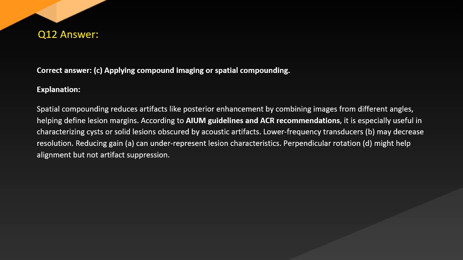Answer. Correct answer C. Applying compound imaging or spatial compounding. Explanation. Spatial compounding reduces artifacts like posterior enhancement by combining images from different angles, helping define lesion margins. According to AIUM guidelines and ACR recommendations, it is especially useful in characterizing cysts or solid lesions obscured by acoustic artifacts. Low-frequency transducers B may decrease resolution. Gain A can underrepresent lesion characteristics. Perpendicular rotation D might help alignment but not artifact suppression.